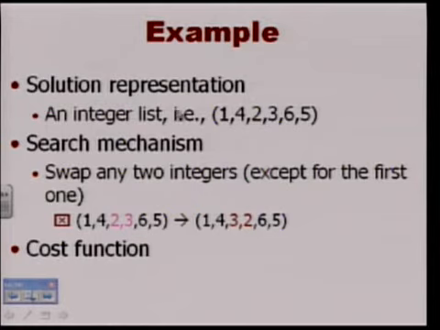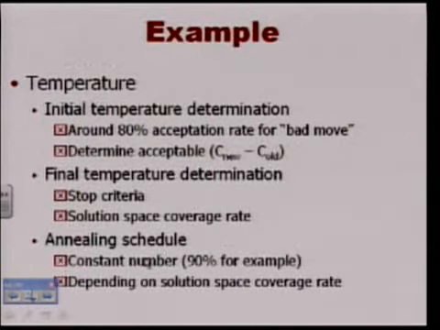But then if you think about solution representation, you can use a list of six integers to determine the tour. And of course, for the search mechanism in simulated annealing, you could just swap any two integers. The cost function could be just the distance you travel to complete the tour. In this case, the initial temperature should have about an 80% acceptance rate, even for a bad move. The determination of acceptance can just depend on the difference between the traveling distances of the two tours, the old solution and the new one. And for your final temperature, you need to find a way to have some small probability of accepting a worse solution.